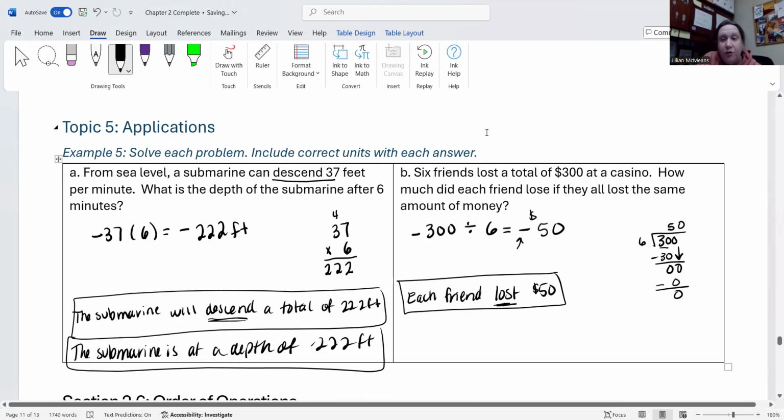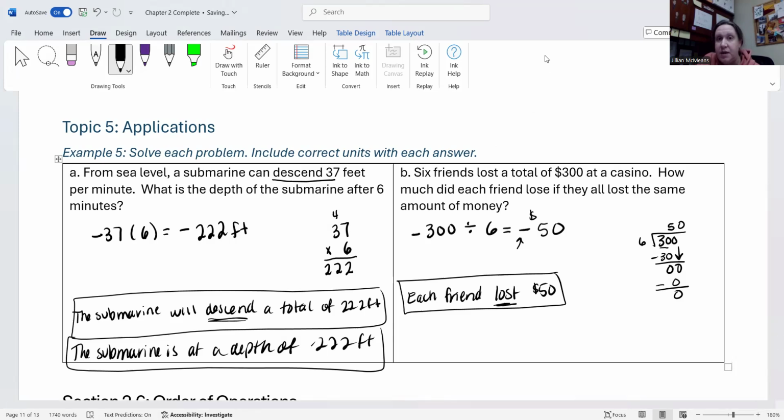And that wraps it up for multiplying and dividing integers. I think the last section for us is going to be probably order of operations. All right.